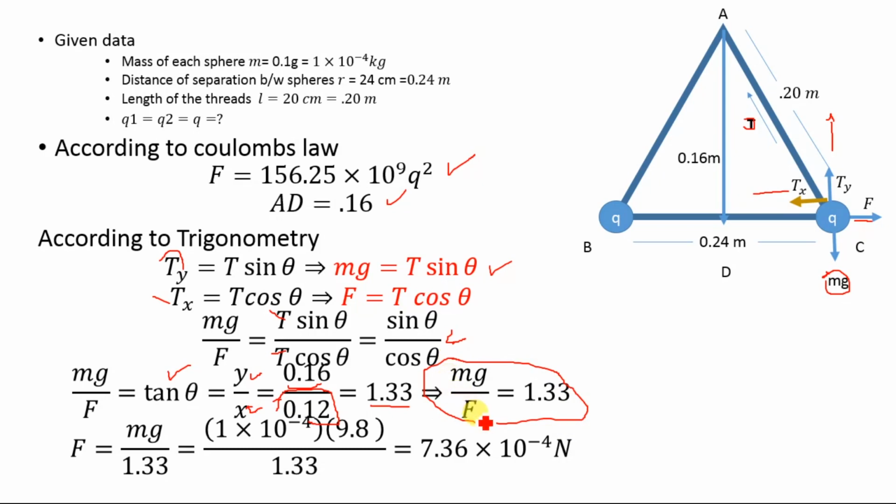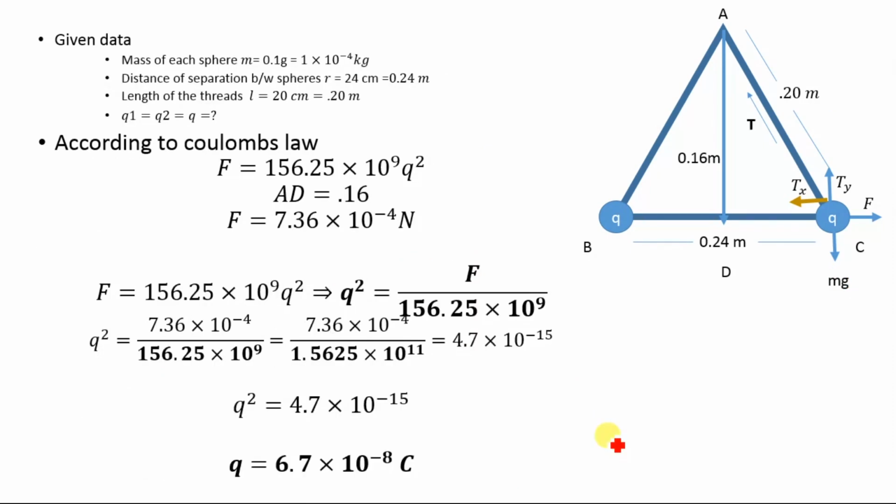Now solving this equation for force F, substituting the mass of the sphere, which is given as 1 multiplied by 10 power minus 4 kilogram, g is gravity, which is 9.8 meter per second square, and dividing by this 1.33, we will get the value of force F is equal to 7.36 multiplied by 10 power minus 4 Newton. Now we have the value of force as F is equal to 7.36 multiplied by 10 power minus 4 Newton.